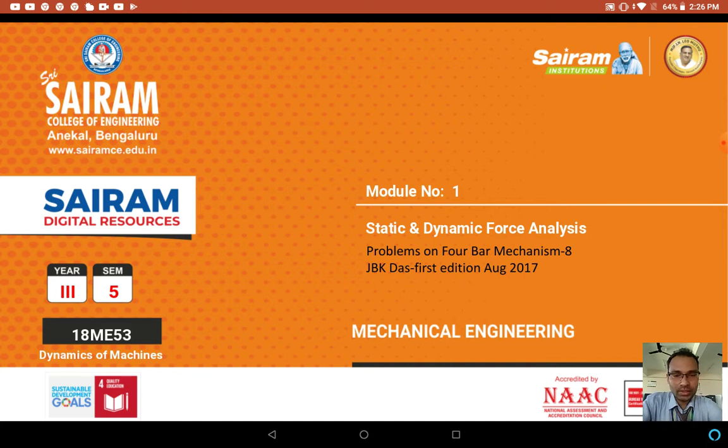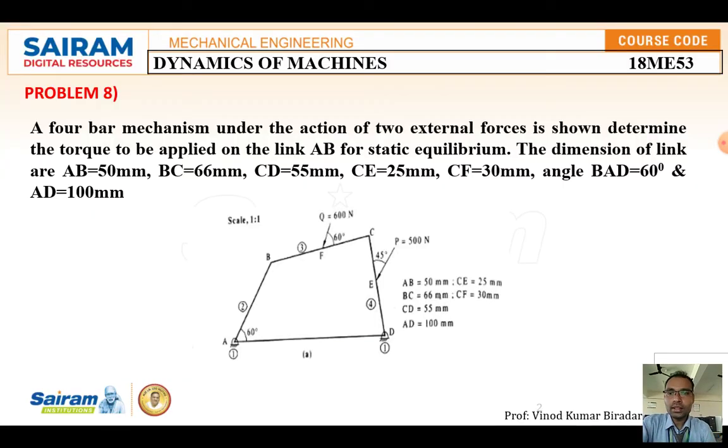If you perfect this problem, you are going to be able to solve any type of problem related to the 4 bar mechanism. Here I am going to use all the images from the J.P.K. Das textbook. The question is given like this: a 4 bar mechanism under the action of two external forces. Here they are given two external forces as shown below, P and Q. Determine the torque to be applied on the link AB.